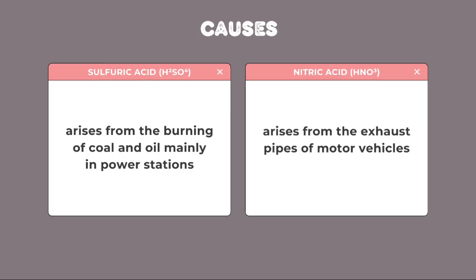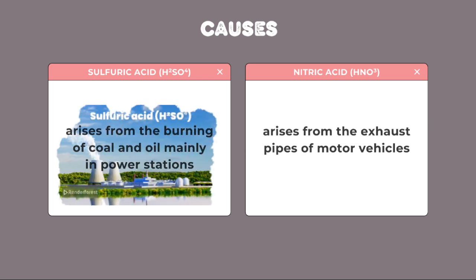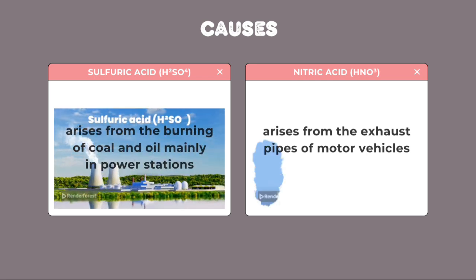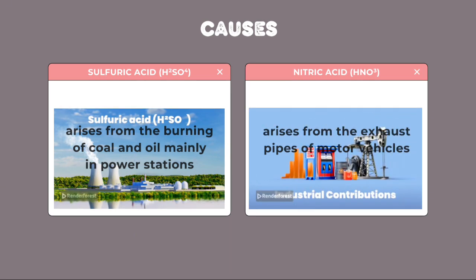Causes of acid rain. First is sulfuric acid, H2SO4. It arises from the burning of coal and oil mainly in power stations. Next is nitric acid, HNO3. It arises from the exhaust pipes of motor vehicles.